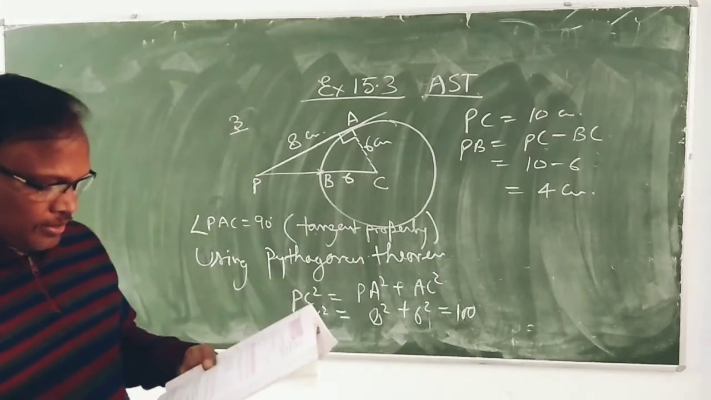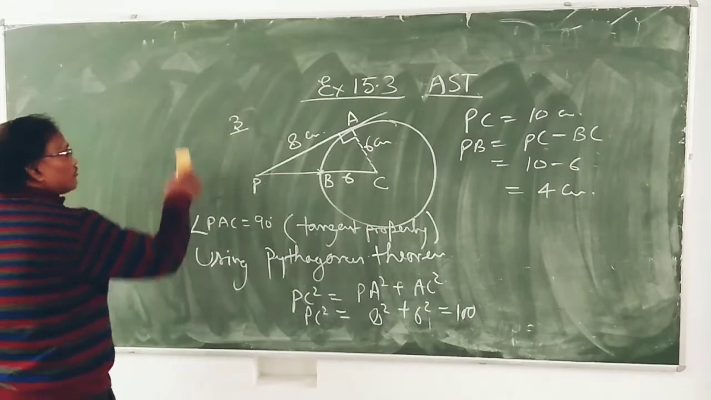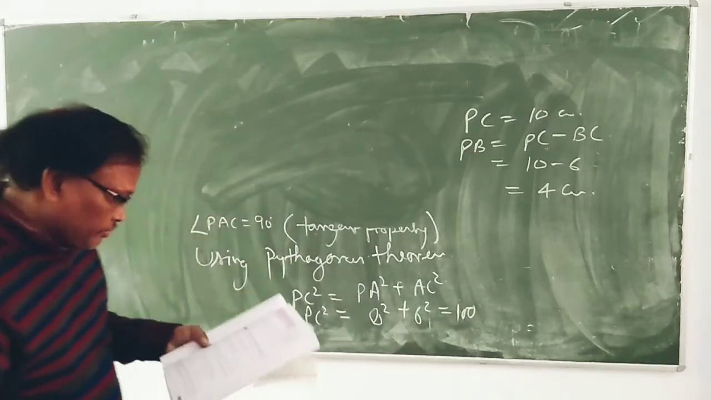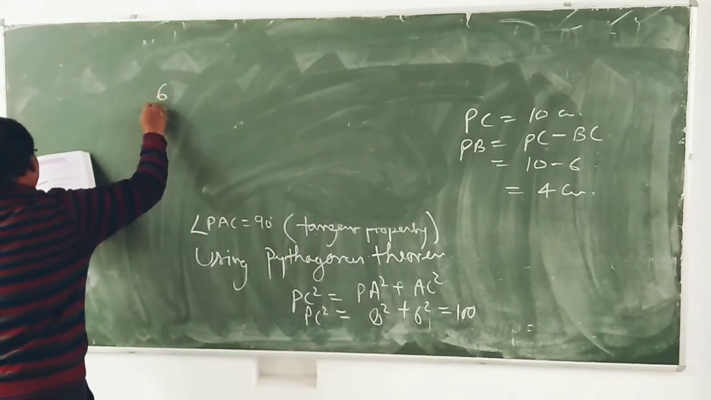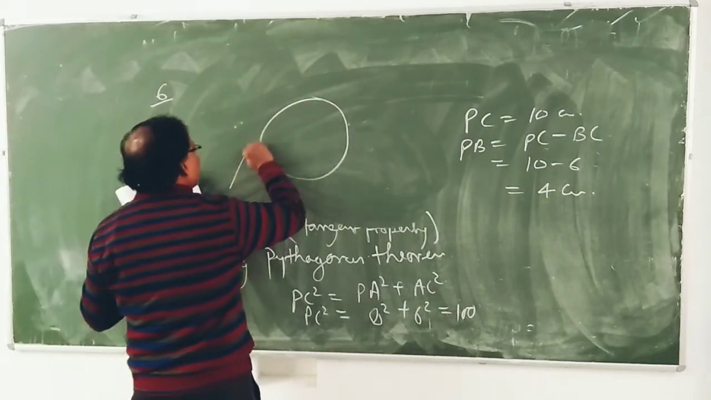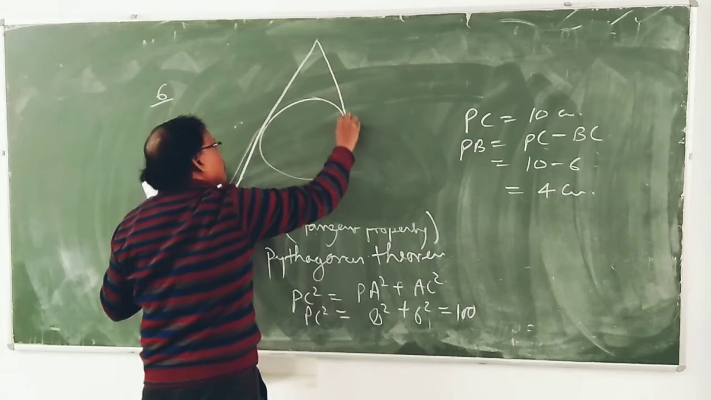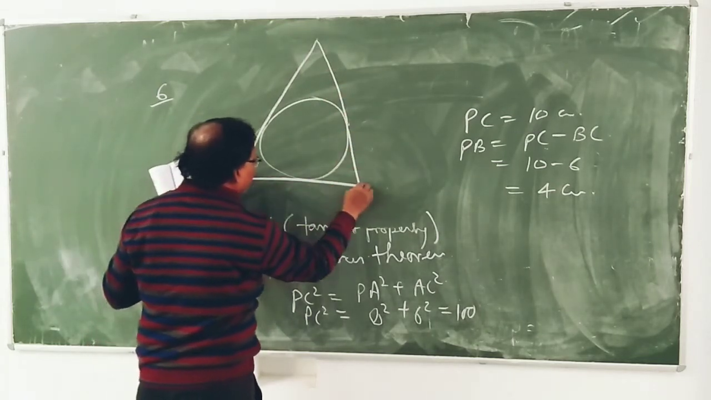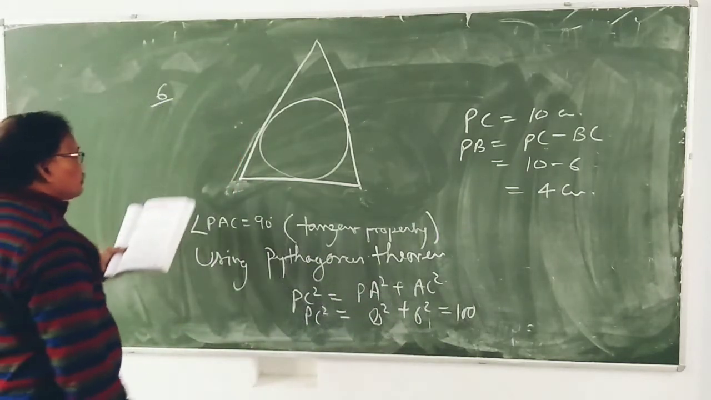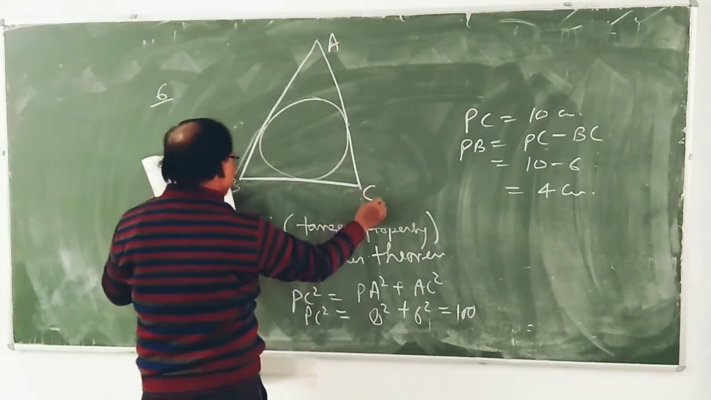Next question, also based on the length of the tangent. That is question number 6, first part. There is a circle and a triangle is drawn like this, which means all three sides of the triangle touch the circle. It means this is the inner circle. And then point A, point B, point C.